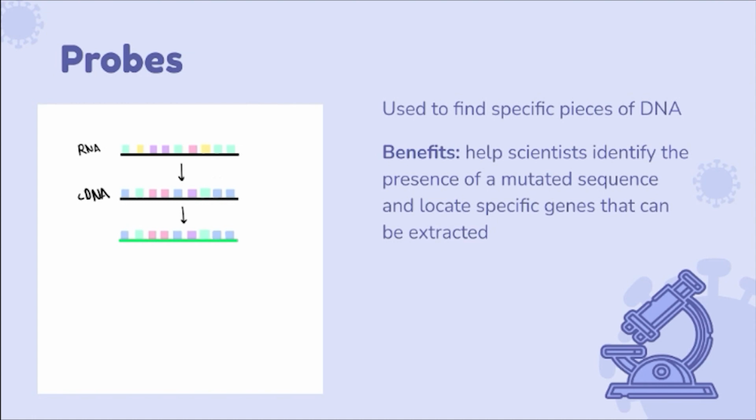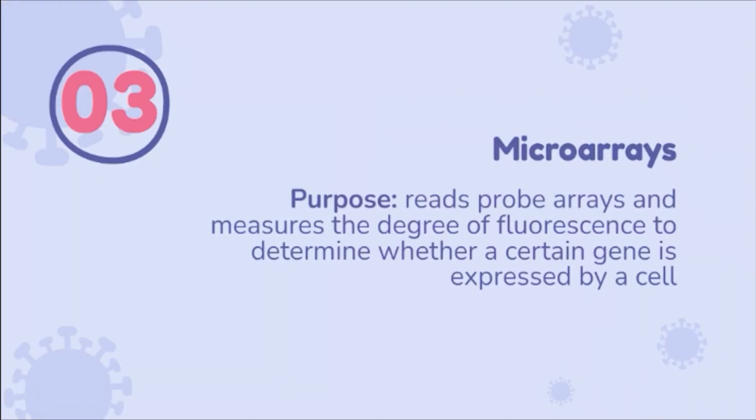The benefits of using probes to identify sequences is that it can not only help us identify the presence of a mutated sequence, but it can also help us identify any gene scientists are looking for, which they can then extract and have it be used for recombinant DNA or gene therapy. Microarrays is a device that utilizes probes for gene identification.